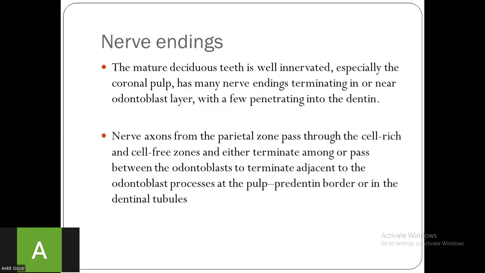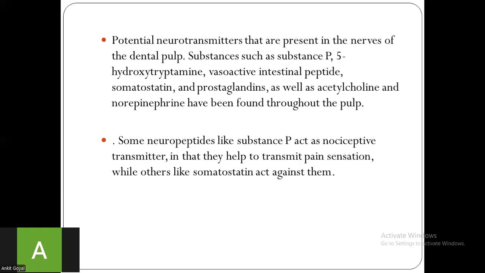The mature deciduous tooth is well innervated, especially the coronal pulp, which has many nerve endings terminating in or near the odontoblast layer, with a few penetrating into the dentine. Nerves extend from the parietal zone through the cell zone and cell-free zone and either terminate among or pass between the odontoblasts to terminate adjacent to the odontoblasts at the pulp-dentin border or in the dentinal tubules.